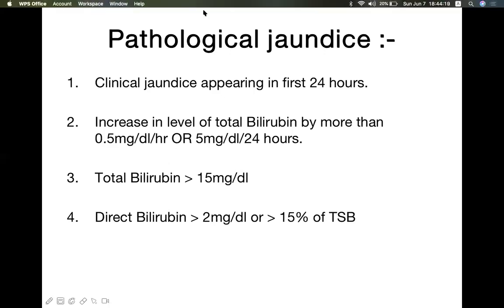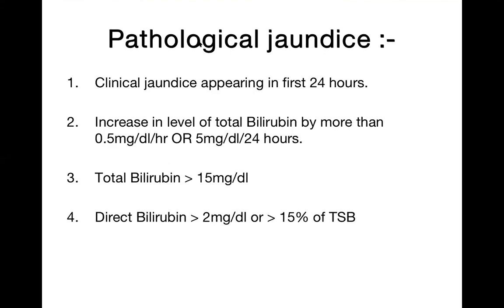And if direct bilirubin is more than 2 milligram per deciliter or more than 15% of the total serum bilirubin, then also it is abnormal.